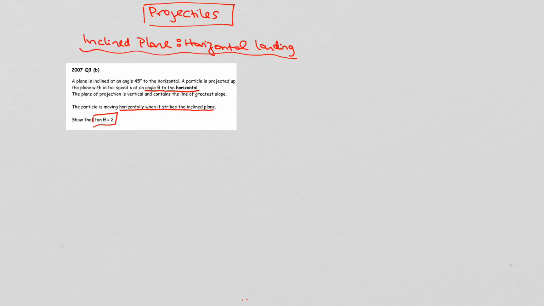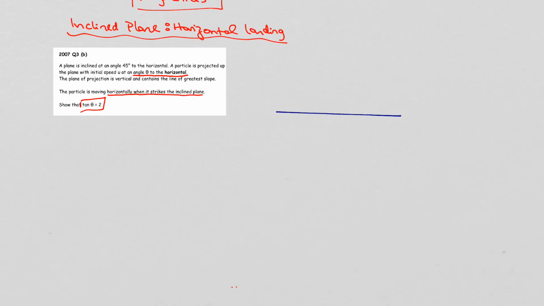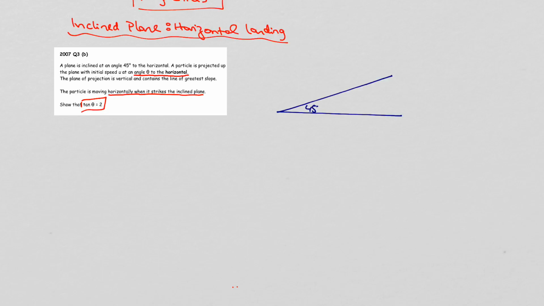So let's start by drawing our diagram to see what's happening. We have our plane, the ground, and the plane is at an angle of 45 degrees. Then the particle is projected with a velocity of u, and the angle is theta with respect to the horizontal. So with respect to the plane, it must be theta minus 45 degrees.